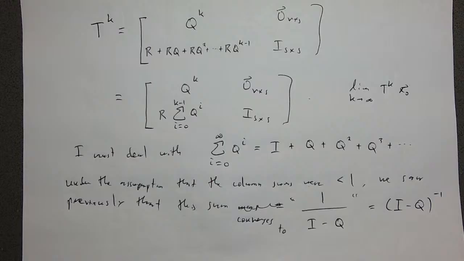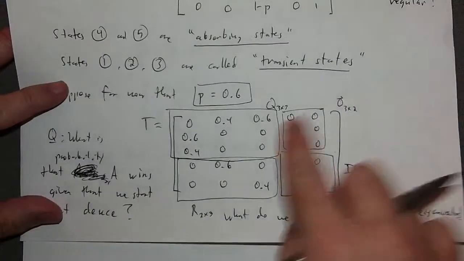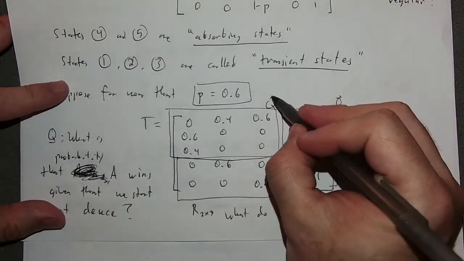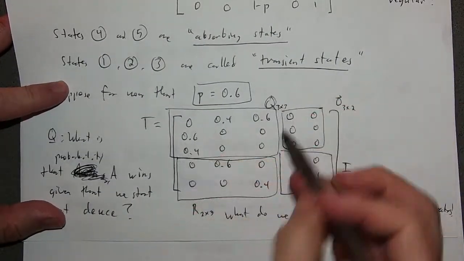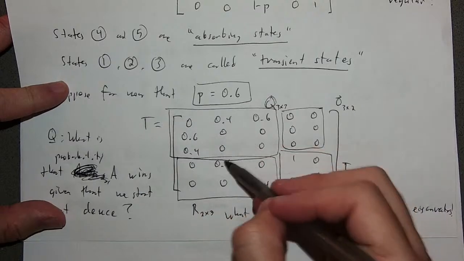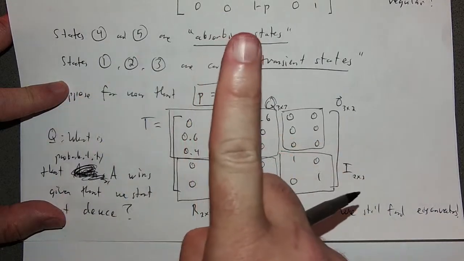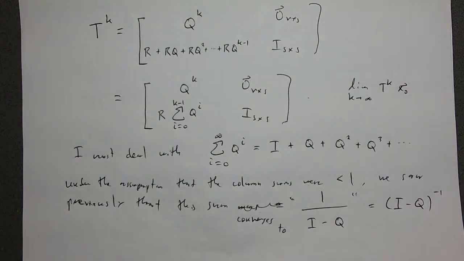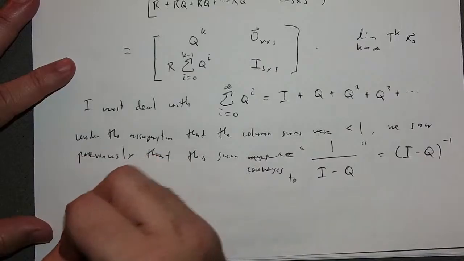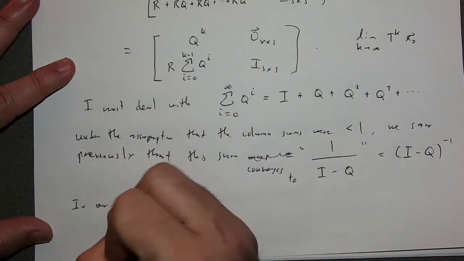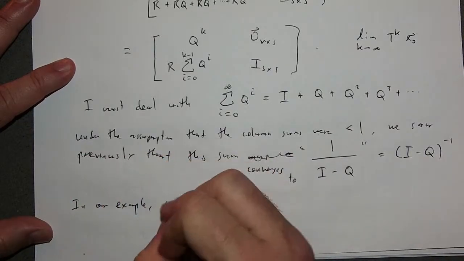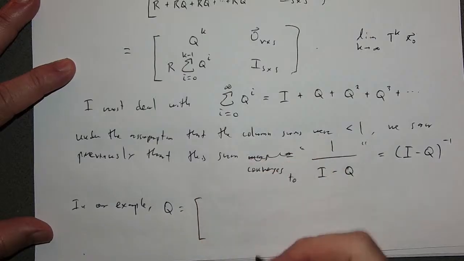But let's look at this tennis example that we had. The Q in question is this thing, and these two columns have sum less than 1, but this column's sum is equal to 1. So it's not strictly less than 1. So what do I do? Right? So in our example, Q was like this thing.